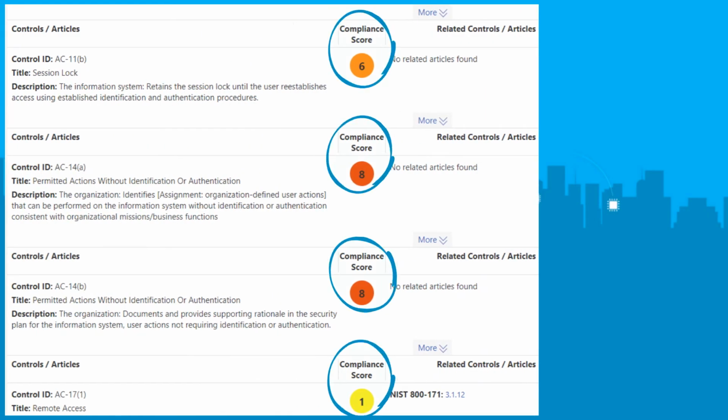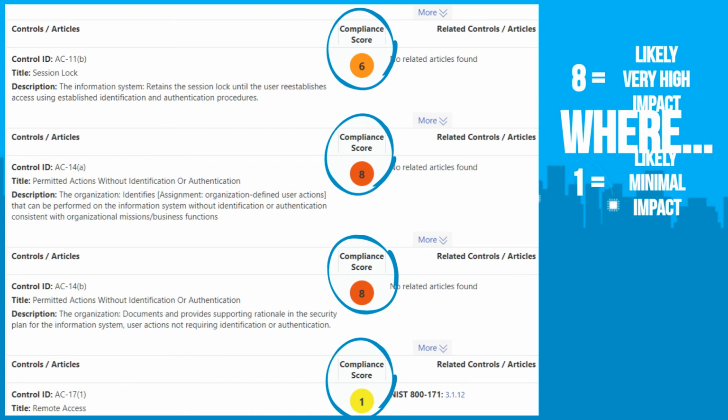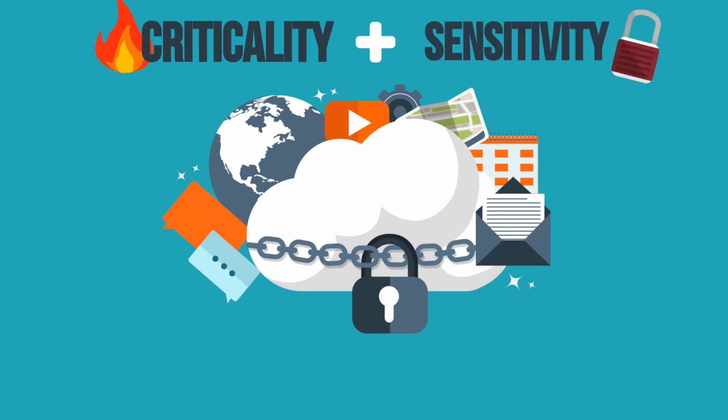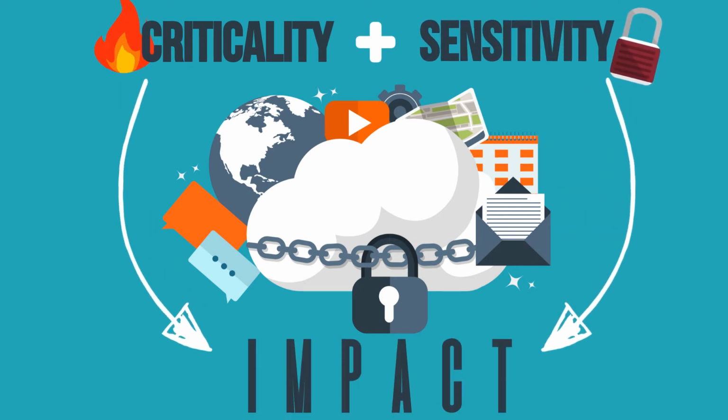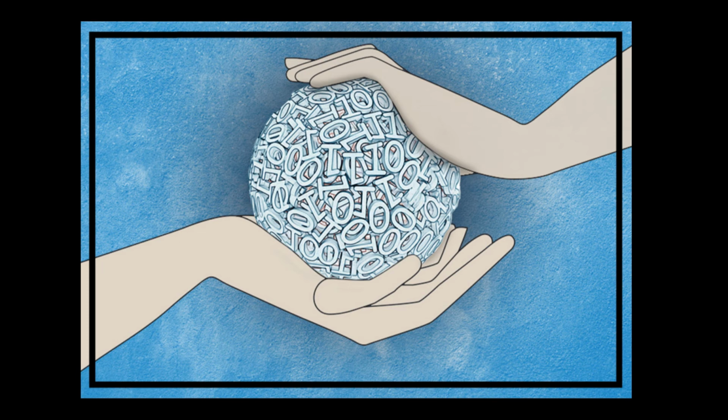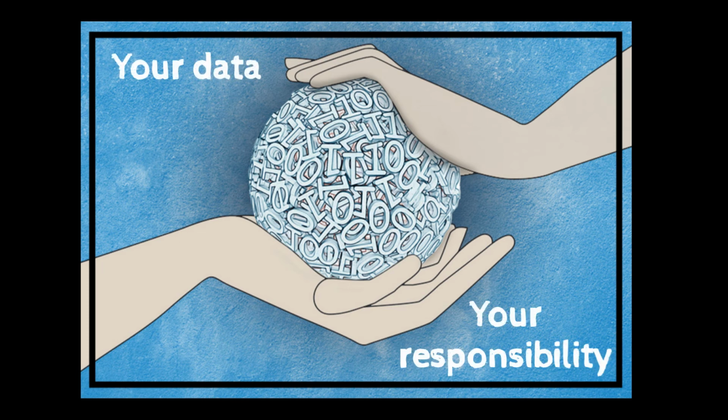The compliance score is Microsoft's assessment of how impactful a control failure is likely to be. The unique criticality and sensitivity of your organization's data is not reflected in that score, so it isn't a substitute for your own risk management process. Remember, if it's your data, it's your responsibility.